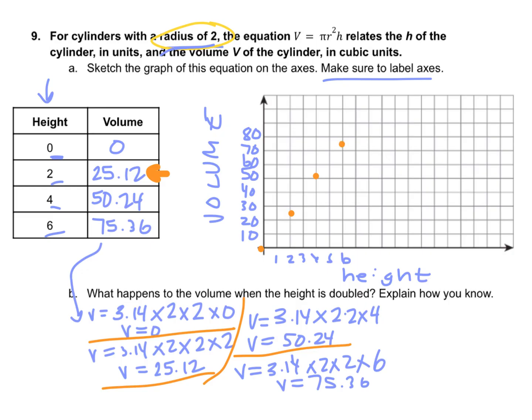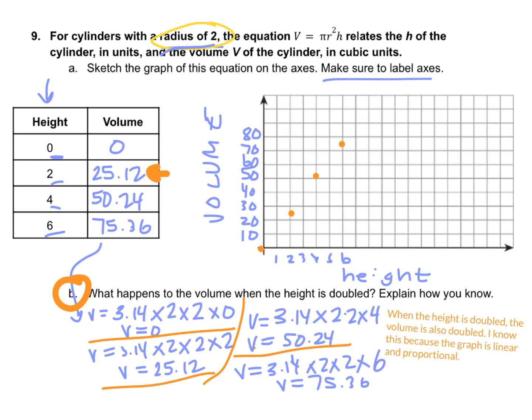So right there. Okay, now look at what we've got here. A proportional graph. And if I connected all those dots, it would be linear. So look at our question. What happens to the volume when the height is doubled? So it looks like when the height is doubled, we have a consistent pattern going, so the volume is also doubled. And we know this because we have a linear relationship.